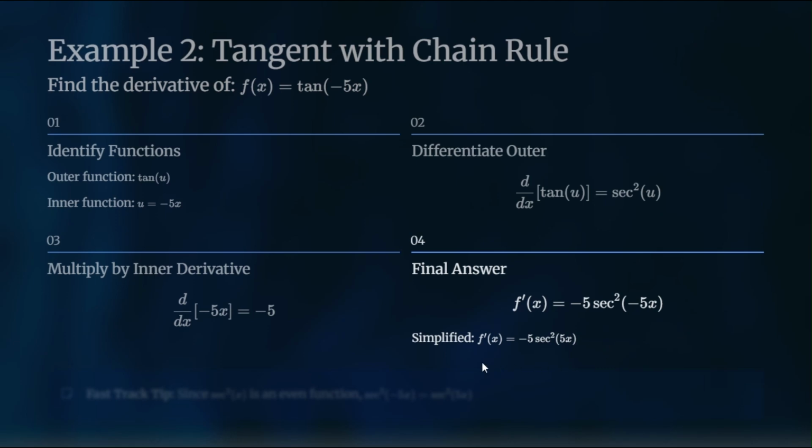And if we simplify this, this is the same as negative 5 secant squared of 5x, because secant squared is an even function. So secant squared of negative 5x is the same as secant squared of 5x.